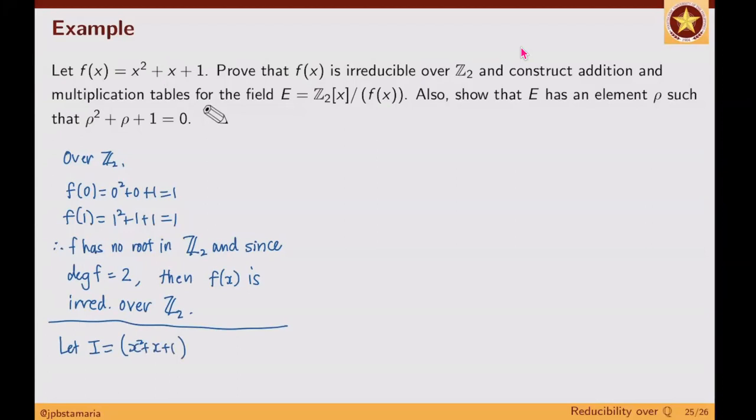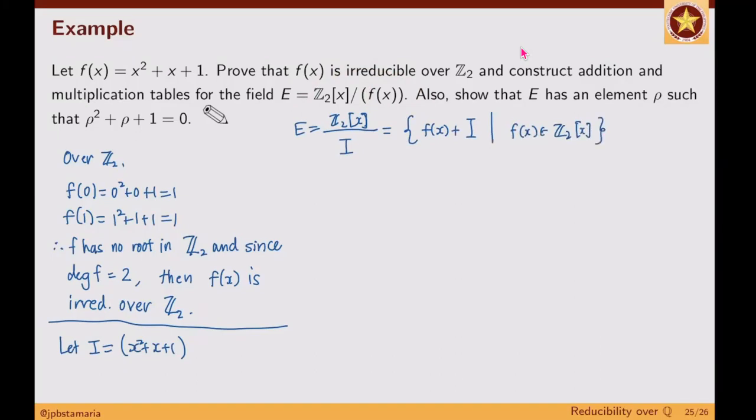Anong laman nito? Ang laman nito yung mga multiples ng x squared plus x plus 1. Question, what are the elements of this quotient ring? So, remember, ang Z2 square bracket x modulo this polynomial, modulo I, consists of all elements of the form f of x plus I. Hindi polynomials, ang laman yan mga cosets, where f of x is in Z2 square bracket x.